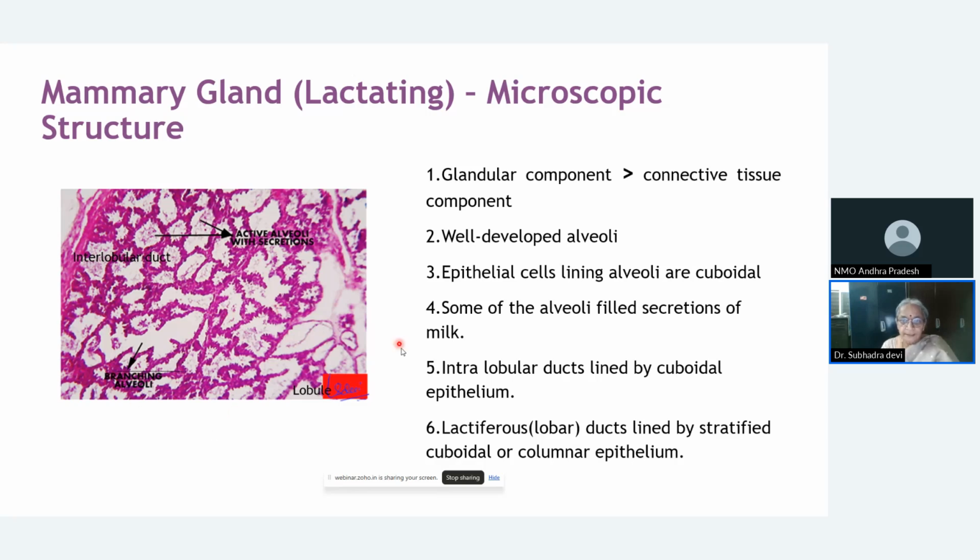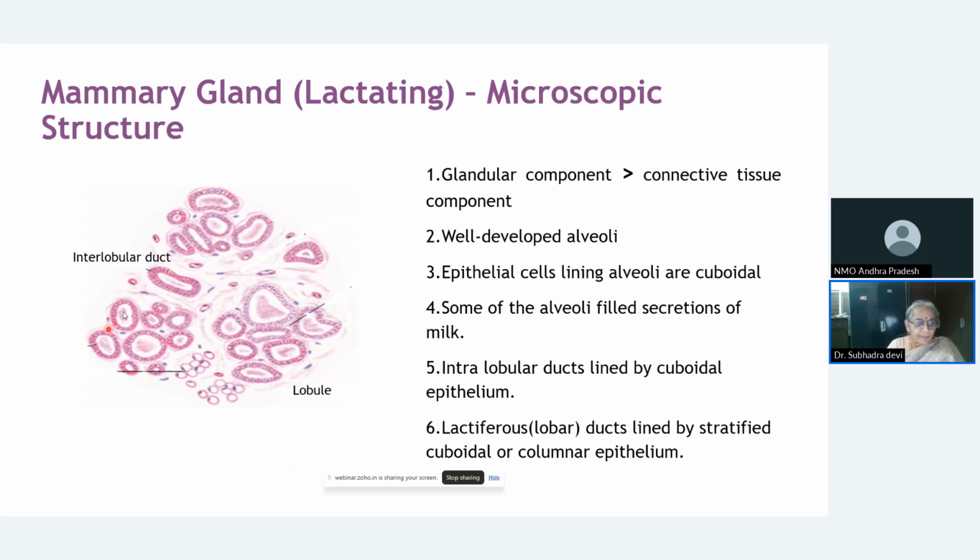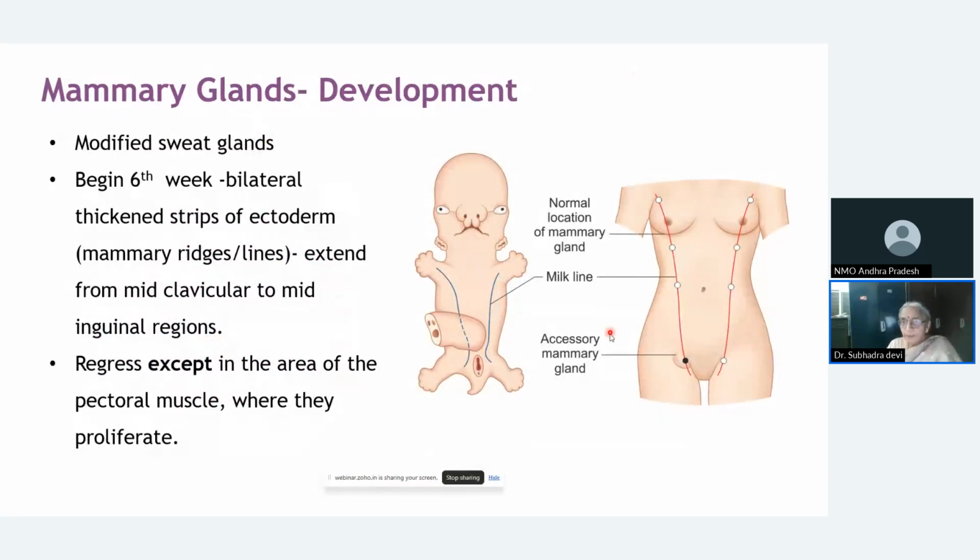So the intralobular ducts will be cuboidal, and the lactiferous ducts will have stratified epithelium. There's another one you have to remember. You can draw a diagram like this for the microscopic structure. And then what about the development?